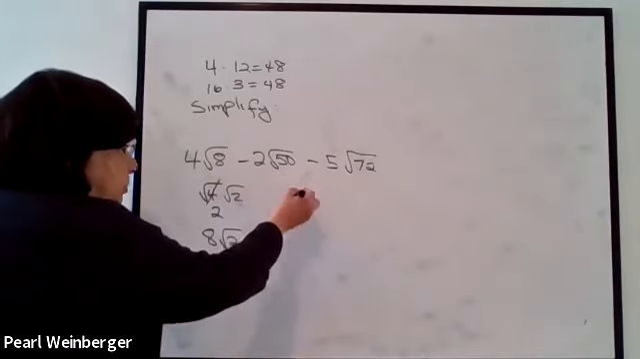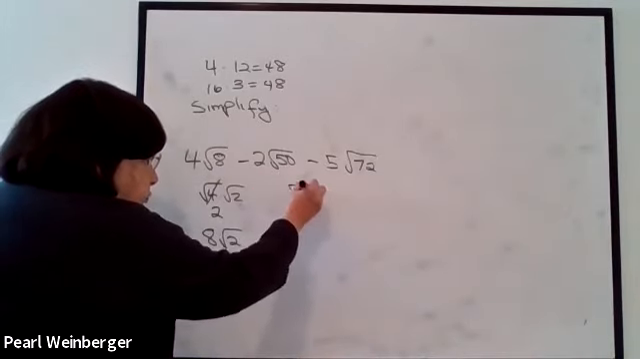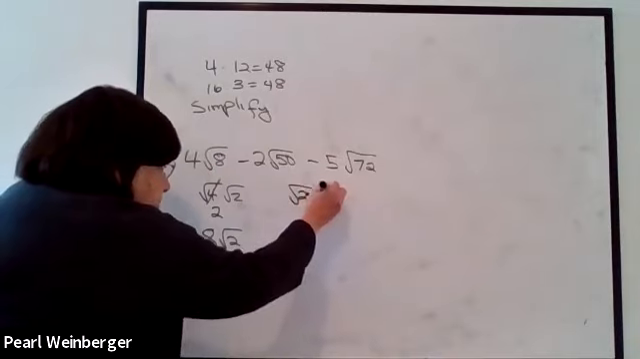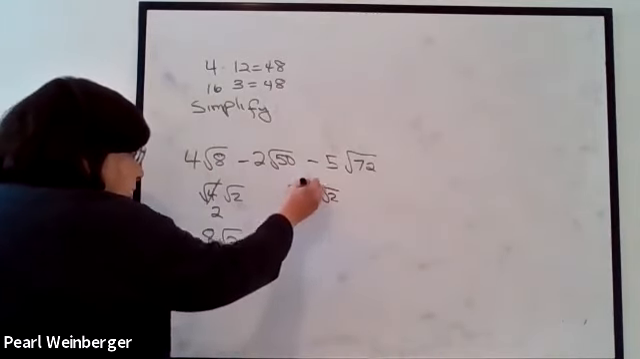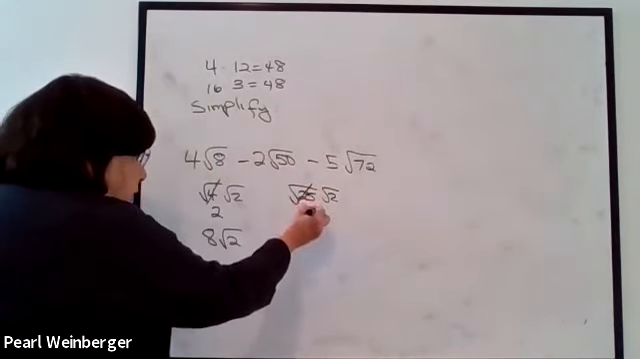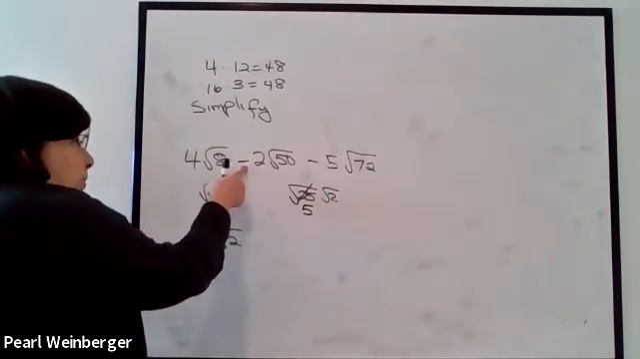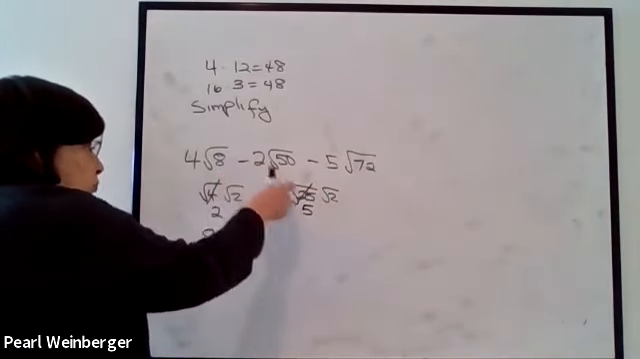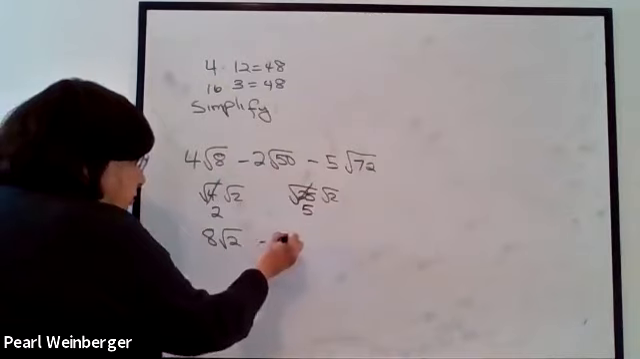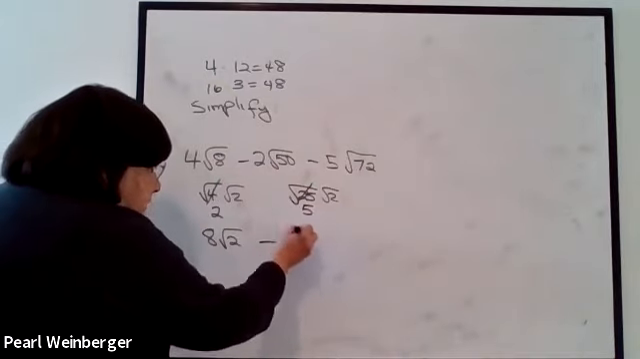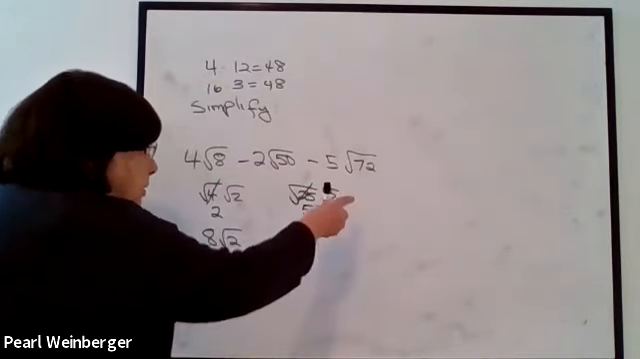Now I take the square root of 50 and I break it up into 25 and 2, because that's a perfect square, 25. The square root of 25 is 5. I'm now going to multiply it by this 2 here, so 2 times 5 is 10. So this becomes minus 10 radical 2.